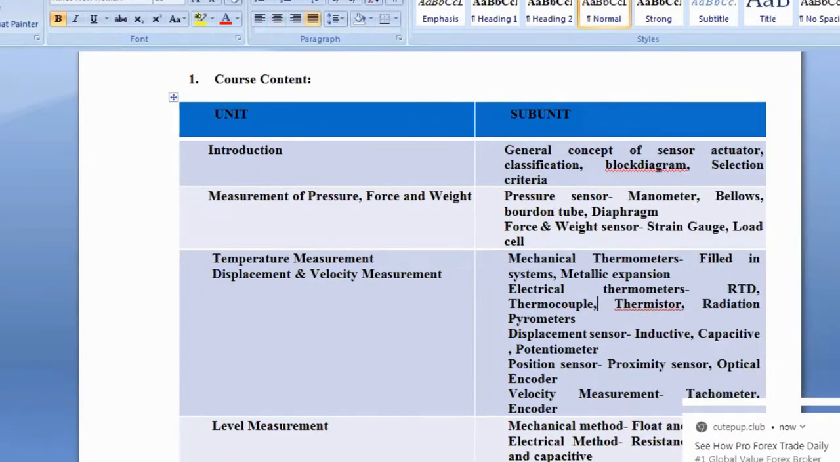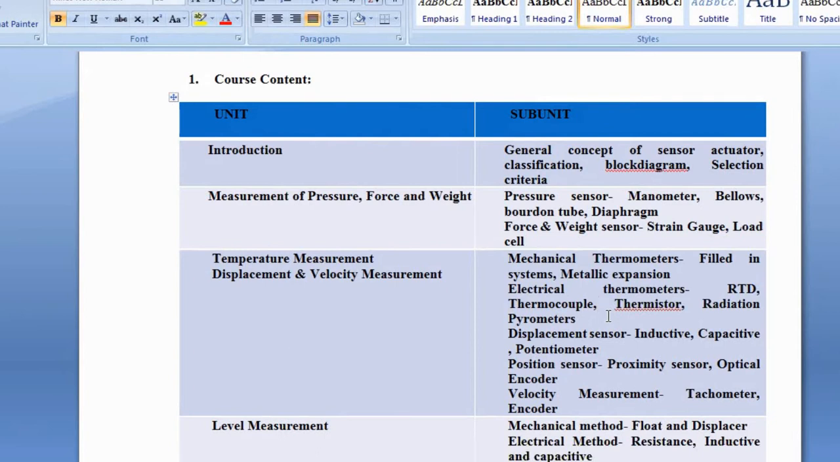What is the pyrometer? Pyrometer is basically used for high temperature measurements. The RTD, thermocouple, and thermistors are contact devices, a direct type of sensors. The radiation pyrometer and optical pyrometer are the indirect type, meaning contactless. Basically, the pyrometer is used as a radiation pyrometer and optical pyrometer. It is used in a furnace, a blast furnace in a plant.